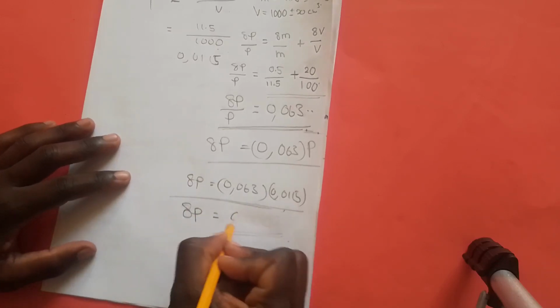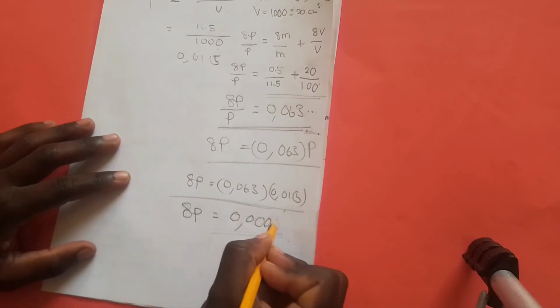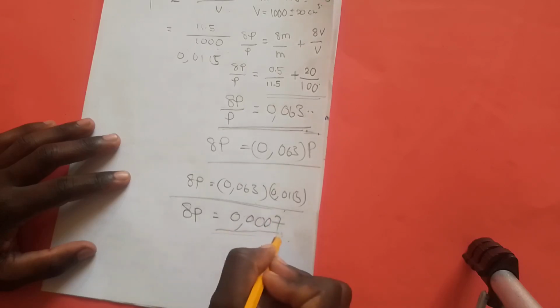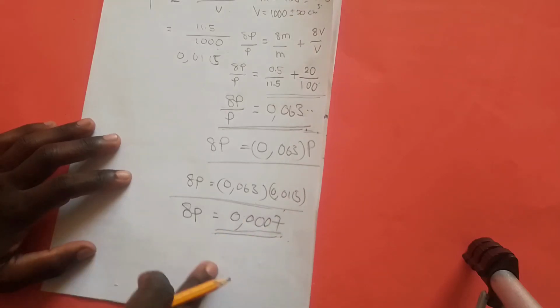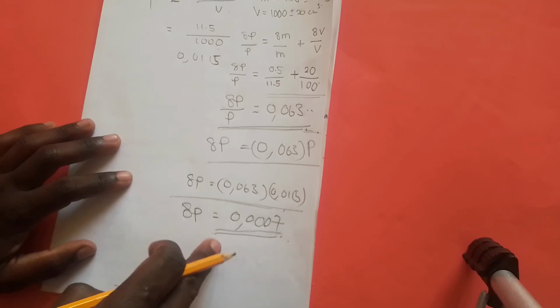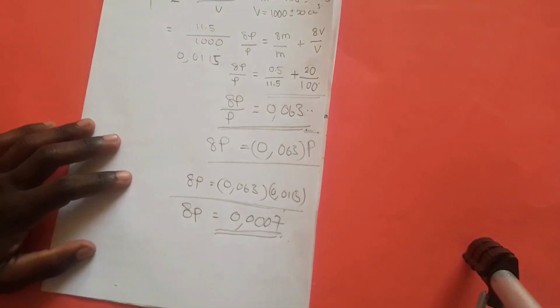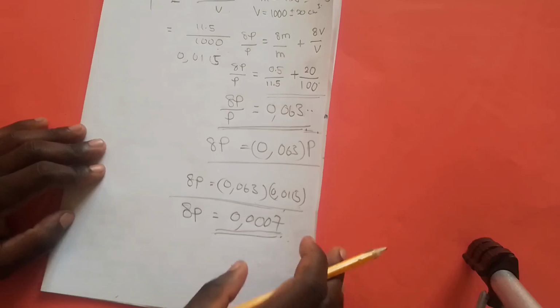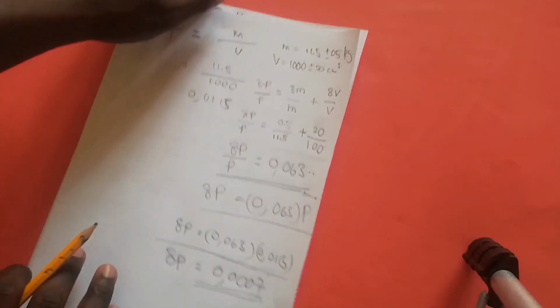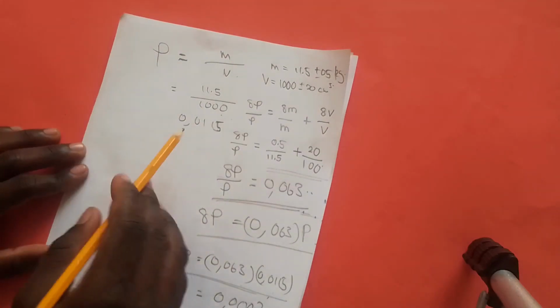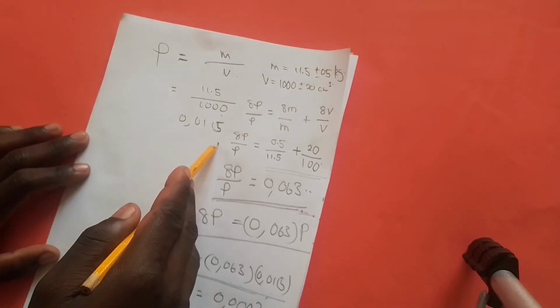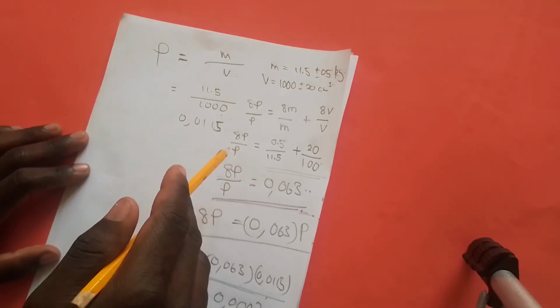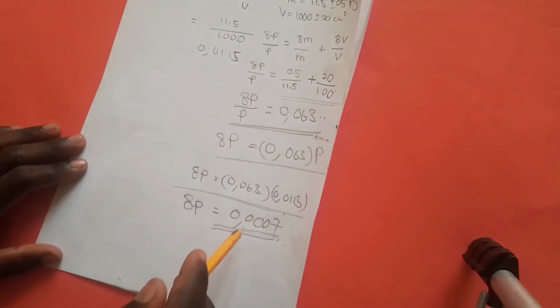The absolute error in rho will be equal to 0.0007, corrected to the nearest 4 decimal places. So therefore the absolute error in rho is equal to 0.0007. Okay, so therefore the final solution to the question, keep in mind we've calculated rho from the very beginning. Rho is 0.0115, but the uncertainty in rho is 0.0007.